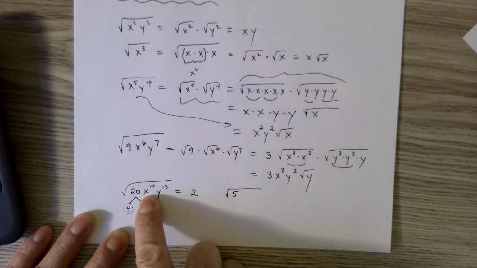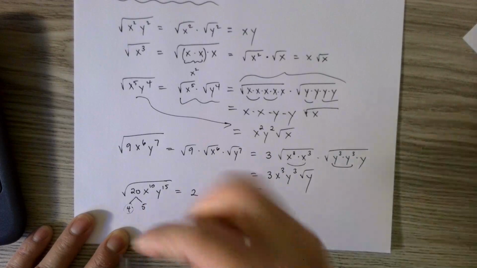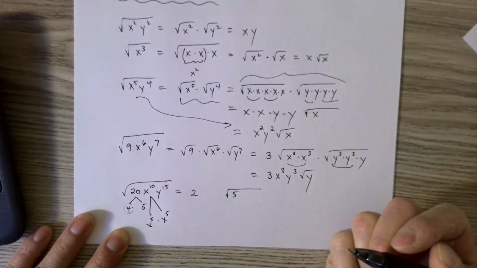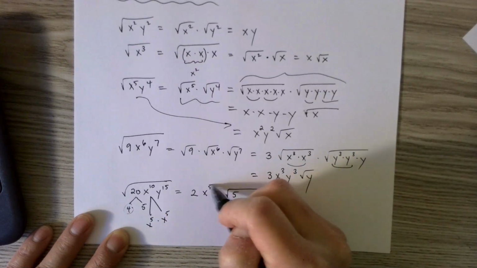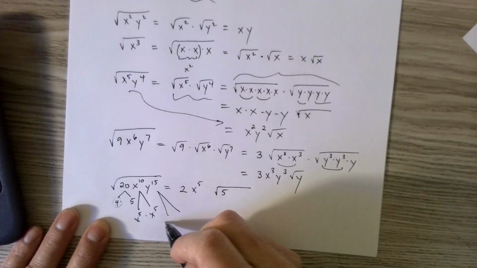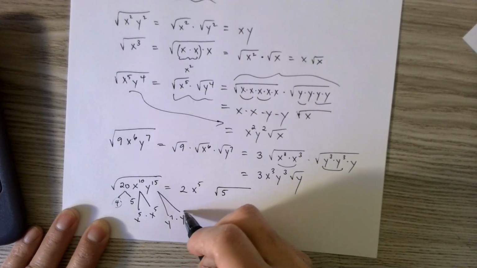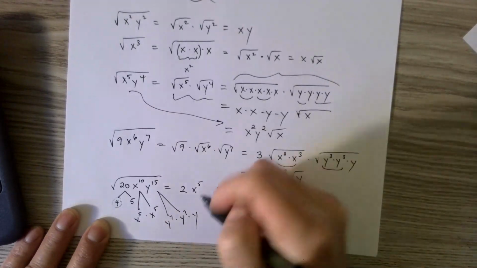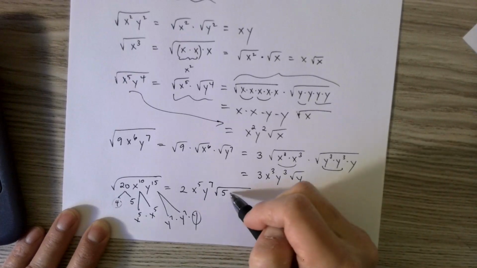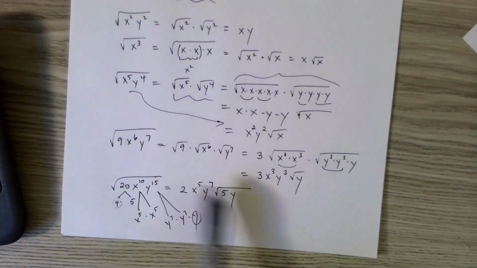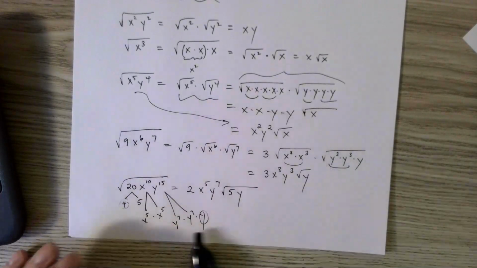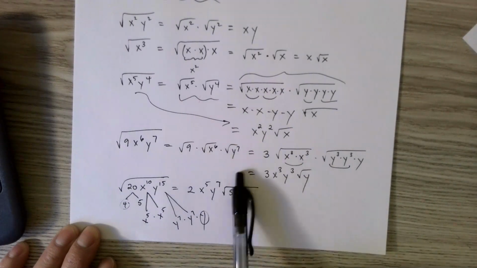Okay, now my x's, x to the 10th is x to the 5th times x to the 5th. So an x to the 5th will come out. And then my y's is y to the 7th times y to the 7th times y. So I know y to the 7th will come out, and this single y will stay. So I did this one differently just to show you there's another way of thinking about it. Perhaps you like this better, perhaps you don't, and then if you don't, maybe use this.